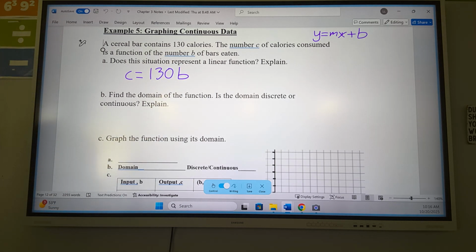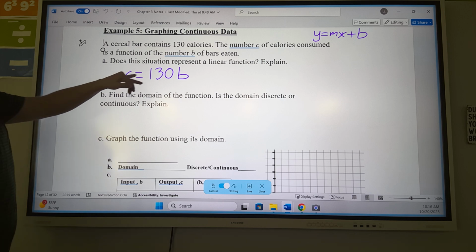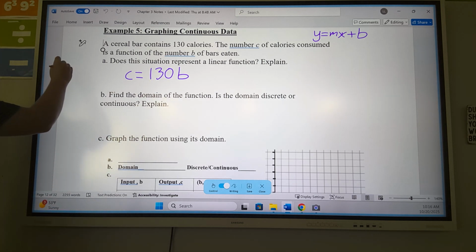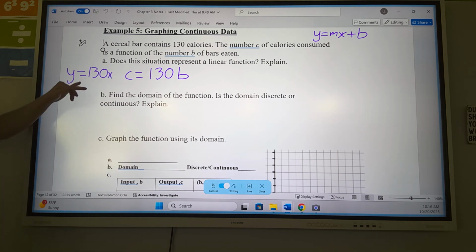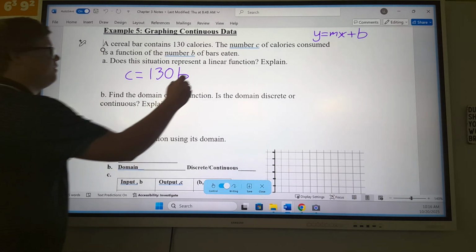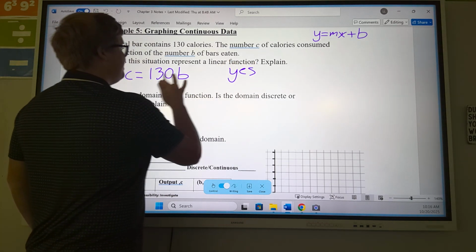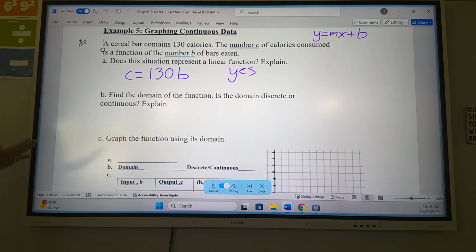That's our equation. Now, if I were to change this C to a Y and this B to an X, so if I have Y equals 130X, that looks a heck of a lot like Y equals mx plus b. We know it is a linear function. So, yes, and this is our explanation. That's all you need to do. You need to write the equation and put yes or no.